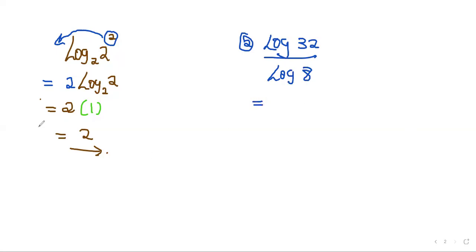So we're going to use the fishbone method and break that 32, right? We know that 32 in exponent form will be 2 to the exponent 5.